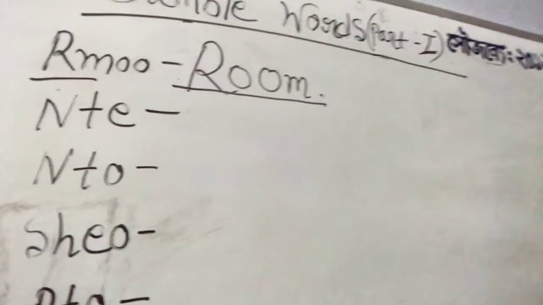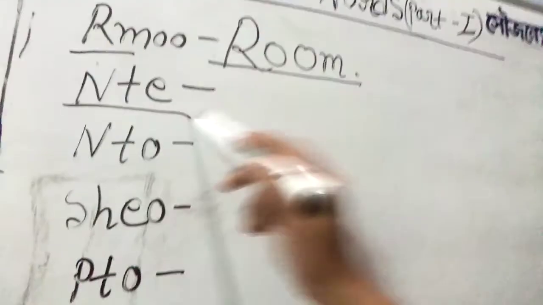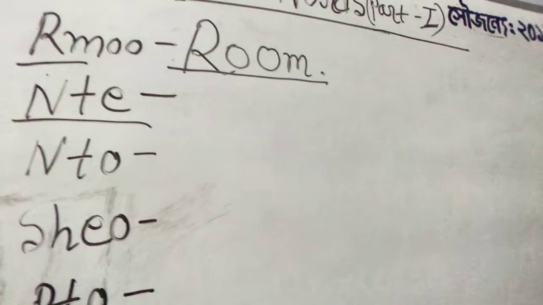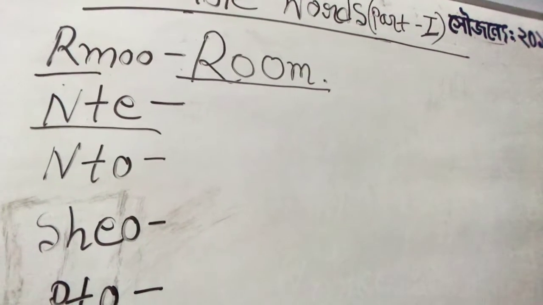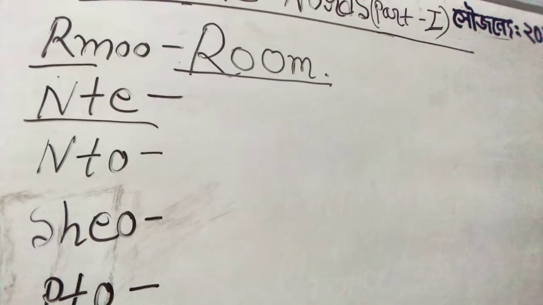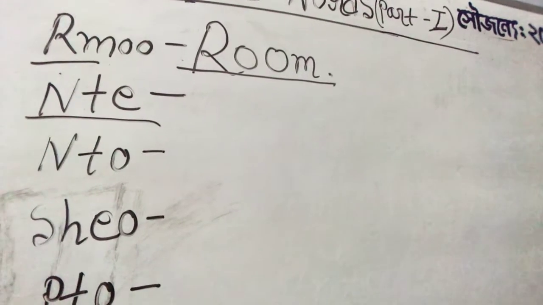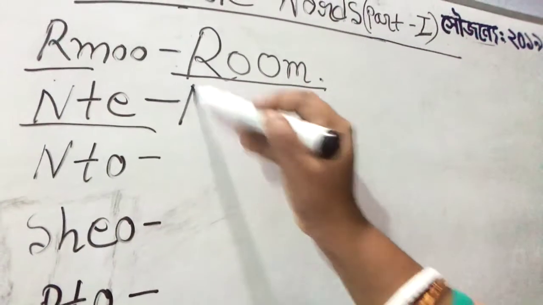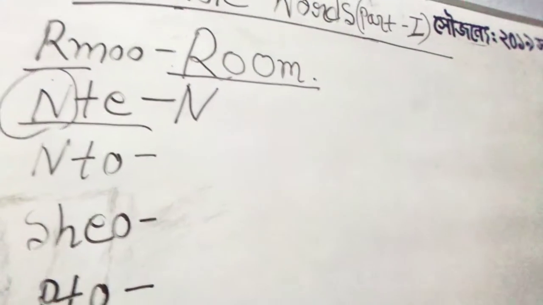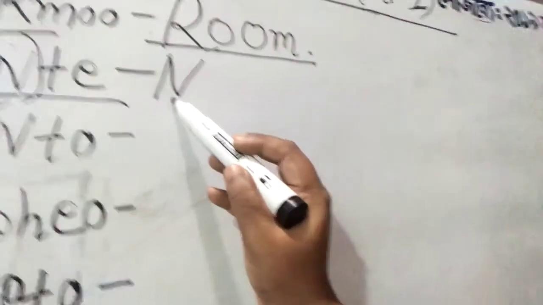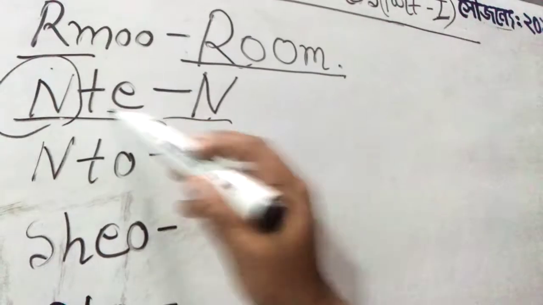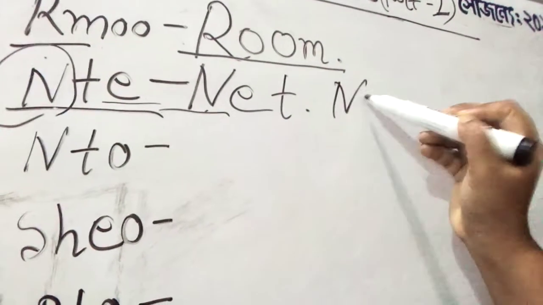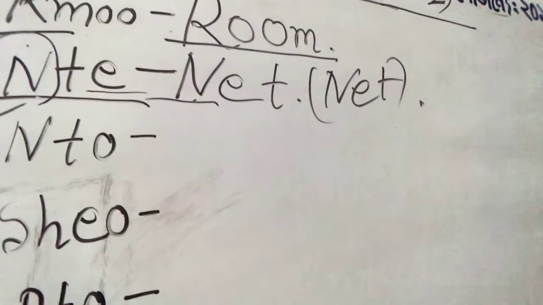Okay, so the next one is NTE. Can we have any word like nete? See, it's quite weird. If we want a better pronunciation, we can have net or ten. If N is already given in the capital form, then undoubtedly it will be at the very front. Then we can place the E in the middle and then T. That means net. We know what net is.